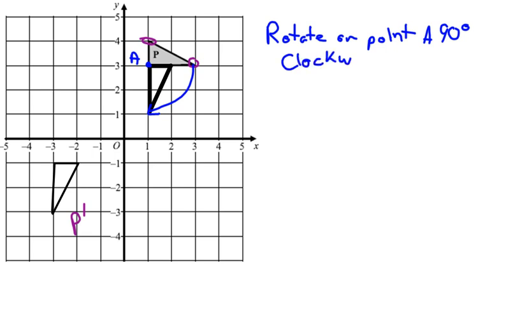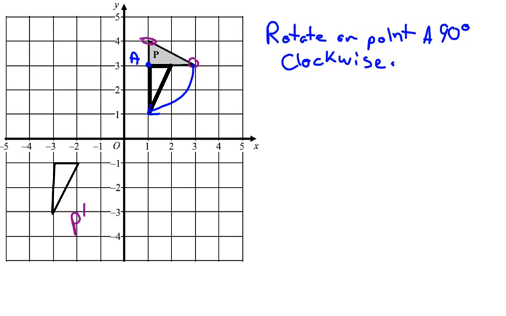Sorry if my handwriting is a little sloppy. I'm trying to write. It's one of those things where I see my pen here, but I'm not looking at where I'm writing because I'm actually writing on a pad off to the side. So it's a little tricky to write like this, but it'll suffice. So I say rotate on point A 90 degrees clockwise.